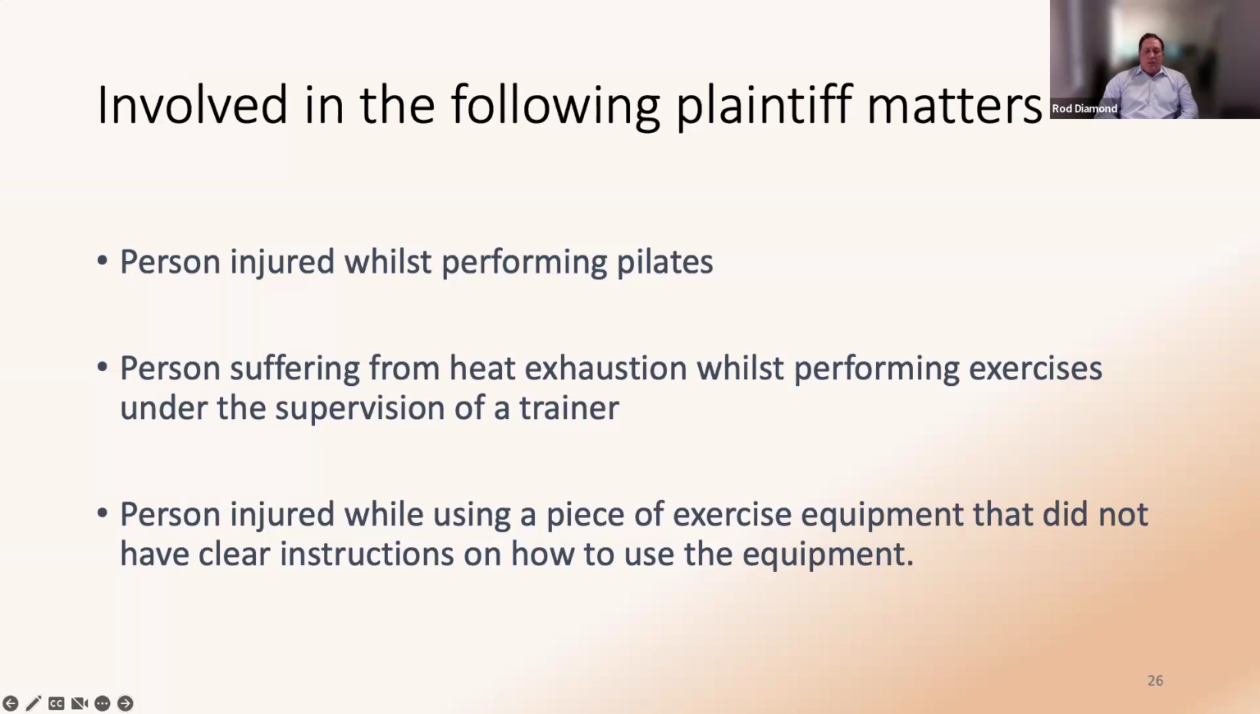And the second one, the heat exhaustion one, was quite intense, where a person was going for a run under the supervision of a trainer and collapsed due to heat exhaustion. The final matter there, again, providing a report for the lawyers acting for the plaintiff.